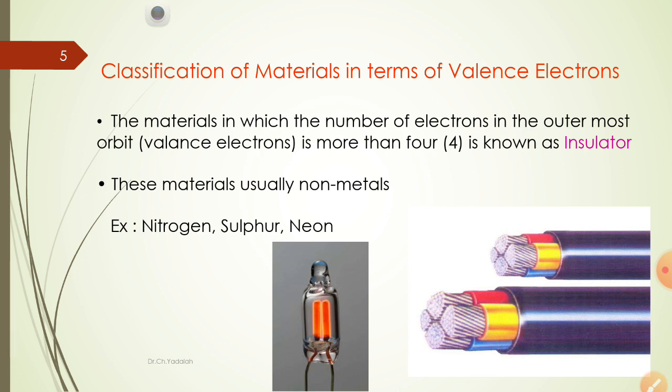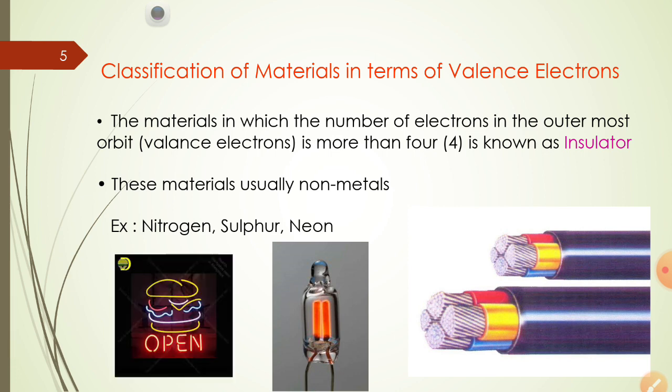Sometimes you can observe neon gas also used in front of hotels. For hoarding purposes, we generally use these neon lamps. Inside the tube, they use neon gas, and based on the chemicals, the color changes. So these are the insulators, which have more than 4 electrons in the outermost orbit and at the same time cannot allow the flow of electrons through them. The examples are these materials.